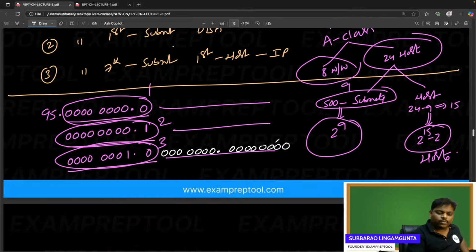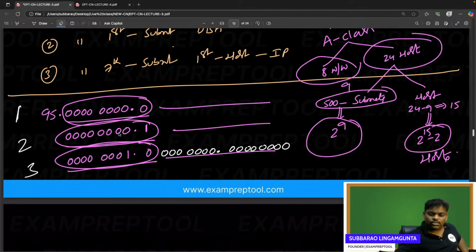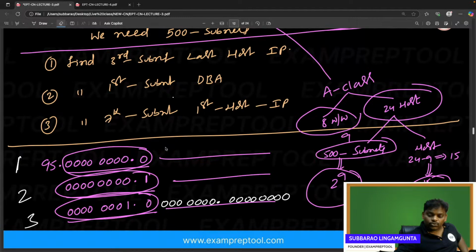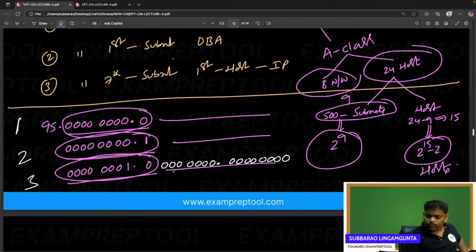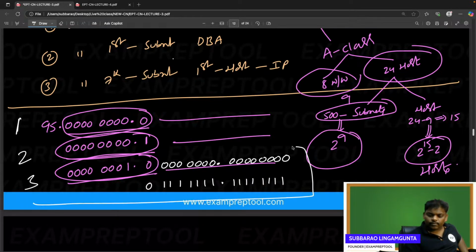Right? So first subnet, second subnet, third subnet. What is it asking? Third subnet, last host. I think 15 zeros to 15 ones. Let me write it. This is the third subnet story.